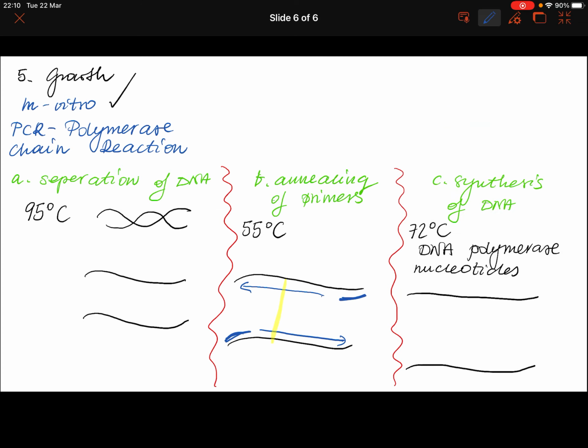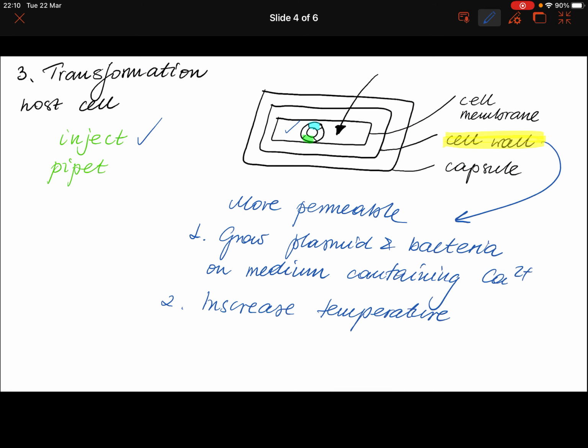As the effect, I'm going to achieve double the amount of DNA, but in a different way to what you've learned in DNA replication, because remember that process happens outside of living organisms. It's called in vitro.